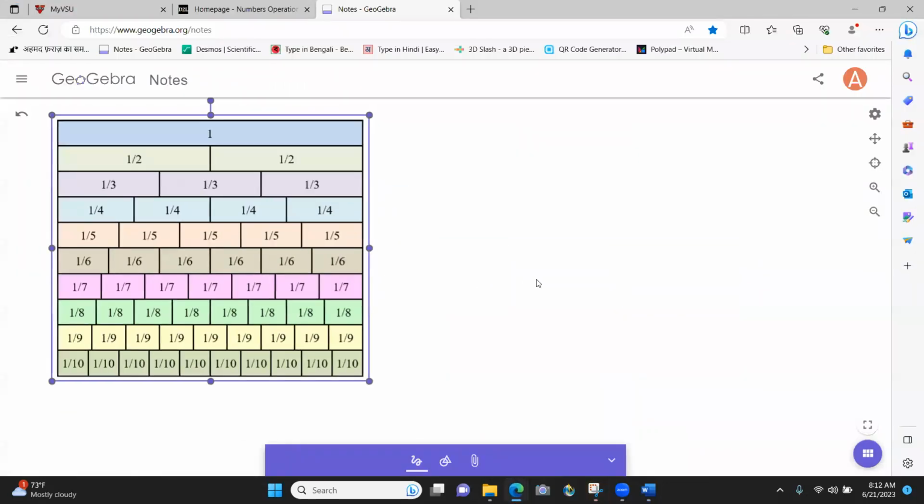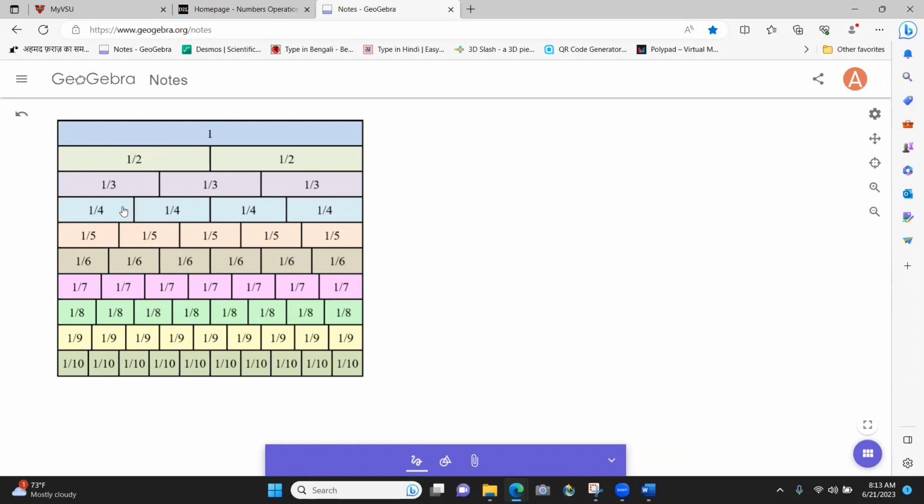This is slightly better than the one in your book. So guys, this helps us see that 1 is same as 2 halves. So I split 1 into 2 equal parts, each is half. Then I split the same 1 into 3 equal parts, each is 1/3. I split the same one into 4 equal parts, each is 1/4, so on and so forth.